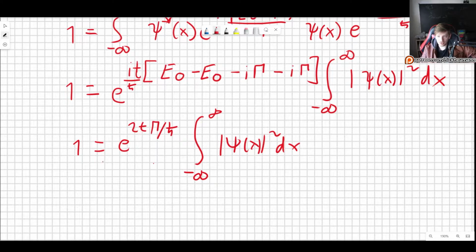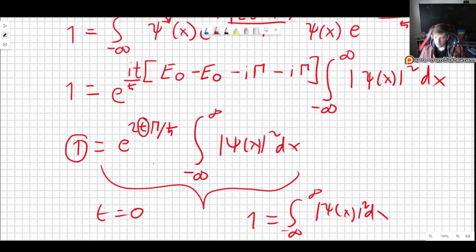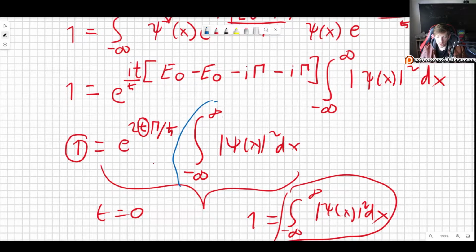Okay, so in order for our solutions to be normalizable, for every single possible time, we want that this expression has to be 1. So it doesn't matter what the value of t is, we want that this is 1, right? So at t equals 0, this has to be 1, because at t equals 0, we have that 1 is equal to the integral from minus infinity to infinity of what we are used to. But the right-hand side here doesn't depend on time. So as time goes on, this integral is 1.